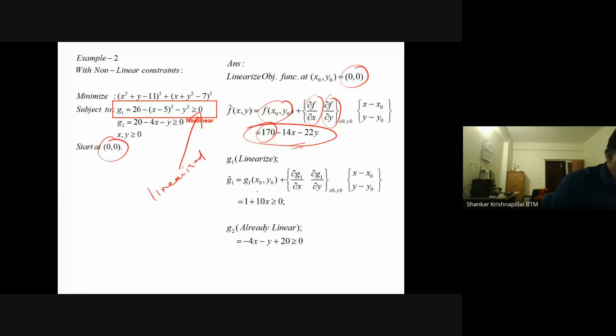Okay, so you have to find G1 at x naught, y naught, partial G1 by partial x at x naught, y naught, and partial G1 by partial y at x naught, y naught. If you substitute everything, you get 1 plus 10x is greater than or equal to 0. So that is the linearized representation of this. Then G2 is already linear, so there's no need to linearize it. You just rearrange the x and y terms so it matches this.